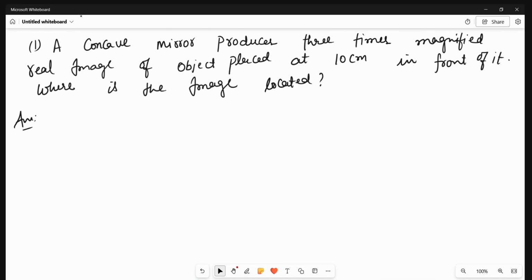So a concave mirror produces 3 times the magnified real image. Okay, magnification is 3, and whenever it is a real image, it is always negative. Write down when M is negative, it is a real image. Please concentrate here and learn, because at the end it will become difficult together to read. Okay, and M is positive for virtual image.